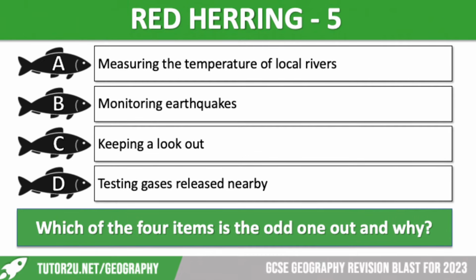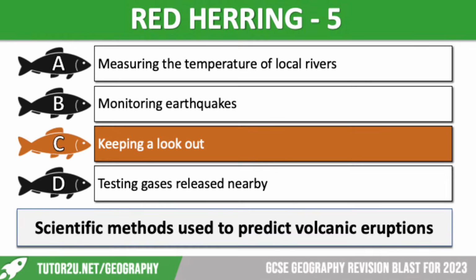Right, number 5. Which of the 4 items here is the odd one out and why? We've got measuring the temperatures of local rivers, monitoring earthquakes, keeping a lookout, and testing gases released nearby. Which of those 4 doesn't match the others? Let's reveal. It is keeping a lookout. So scientific methods used to predict volcanic eruptions are the other ones there.